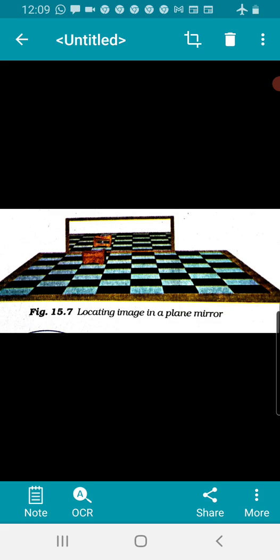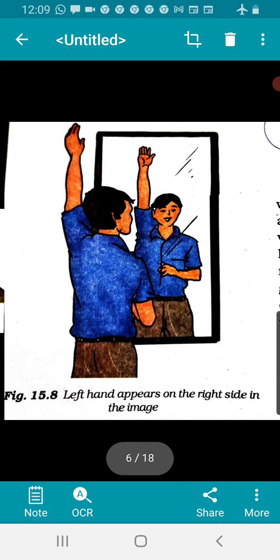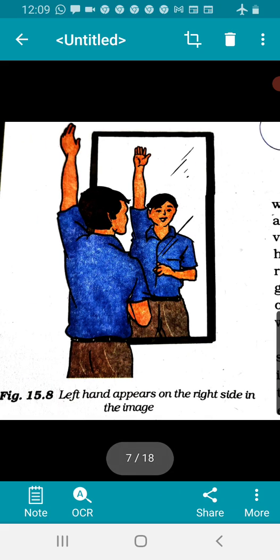Now, the third point you are going to study is the right-left inversion, otherwise called lateral inversion. Stand in front of the plane mirror and look at your image.